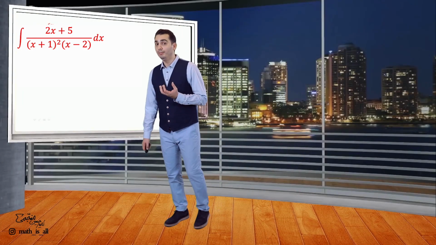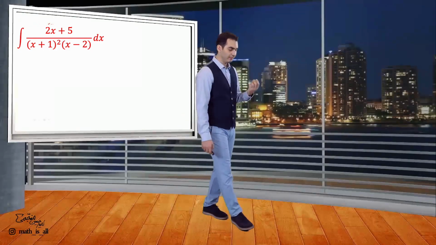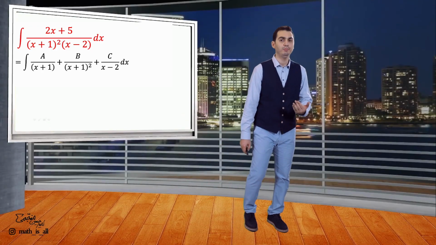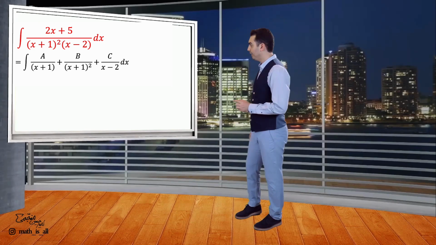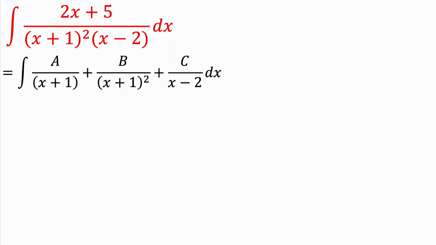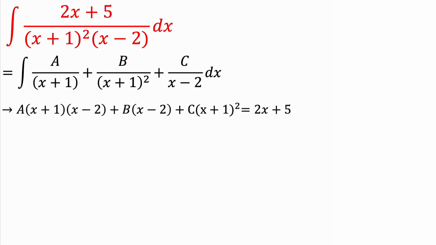Since the numerator is first degree, a and b are sufficient for it. Its decomposition becomes a over x plus 1 plus b over x plus 1 squared. And then c over x minus 2. Now the task is clear. First, the common denominator. Everyone please find the common denominator. Now, the left-hand side will be set equal to the right-hand side.